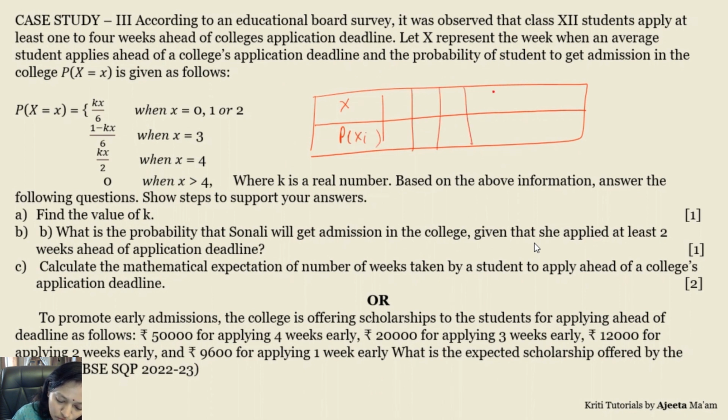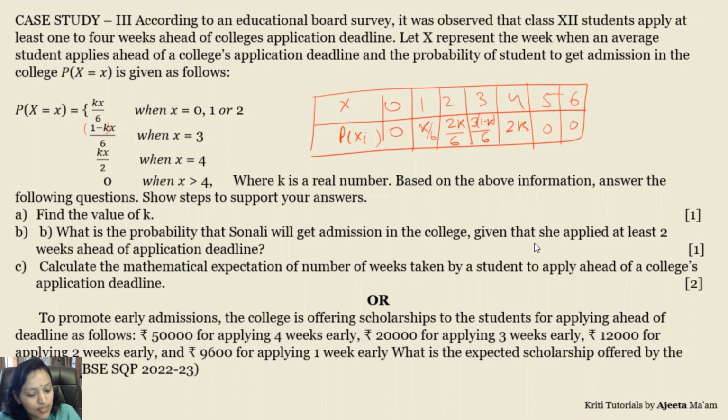0, 1, 2, 3, 4 and 5. So 0, 1, 2, 3, 4. For all of these it is 0. For 4, what do we have? 4k upon 2. So it becomes 2k. For 3, what is it? 1 minus 3x. Sorry. So 1 minus k. So it is 1 minus k into 3 upon 2. So what do we get? 3 into 1 minus k upon 6. What do we get here? 2k upon 6 and k by 6 and 0. Correct. So this table is made.